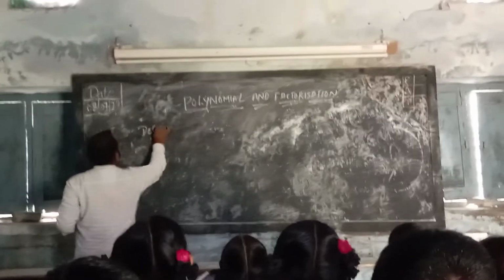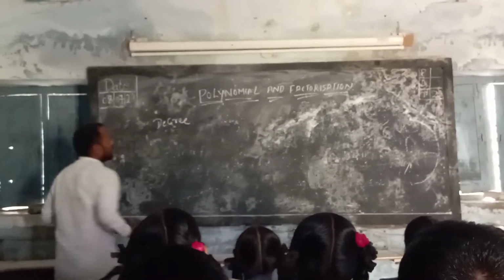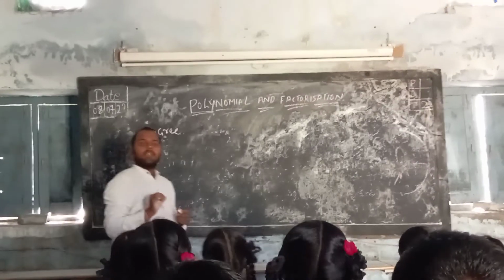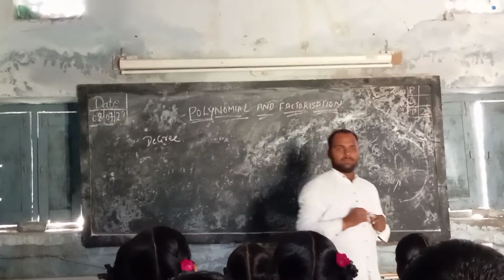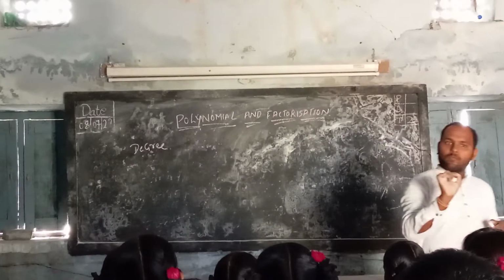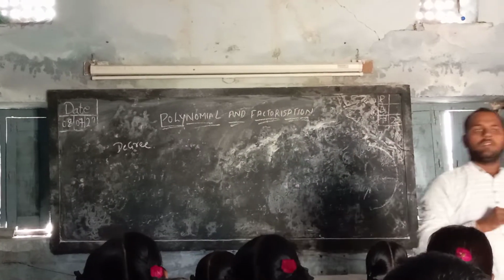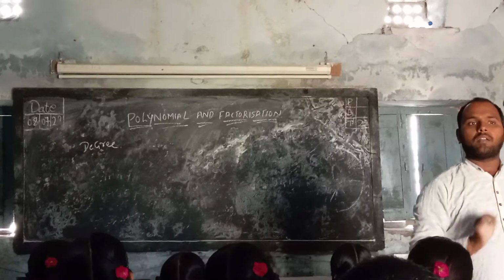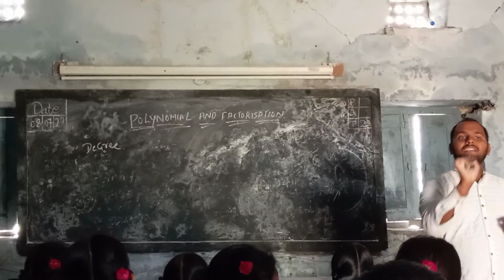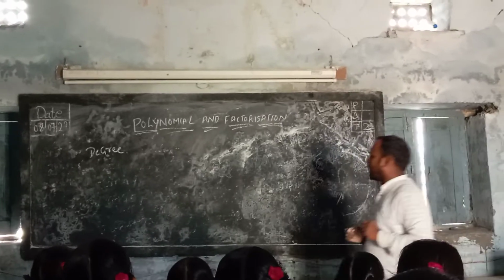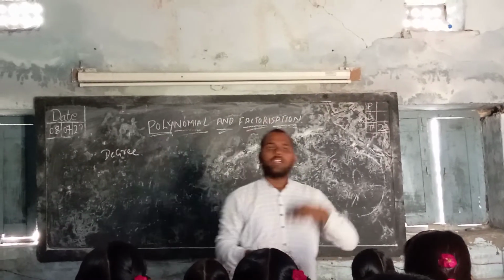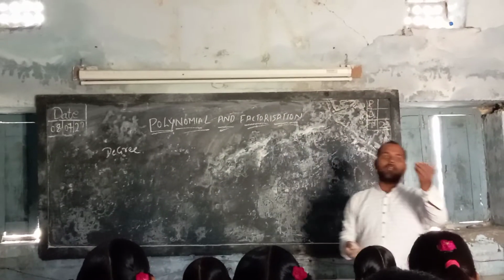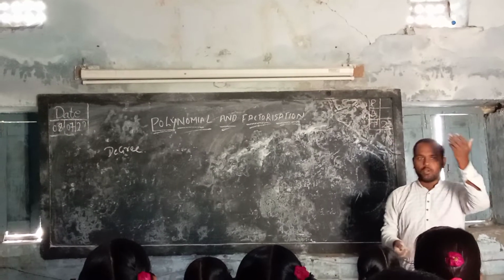Degree, we are talking about degree. Degree means, in that expression, the highest power. For any polynomial, the highest power represents the highest degree. It may be a monomial, or a binomial, or a trinomial, or a polynomial.